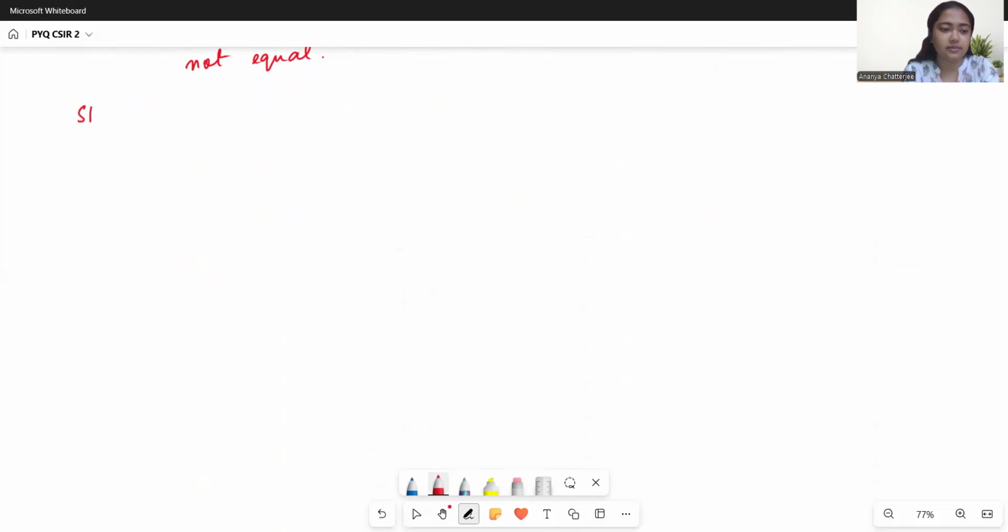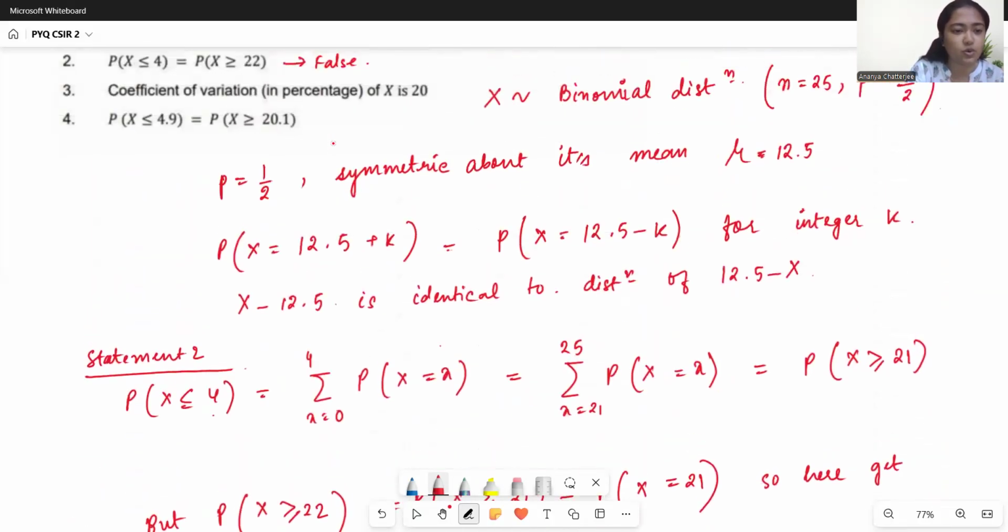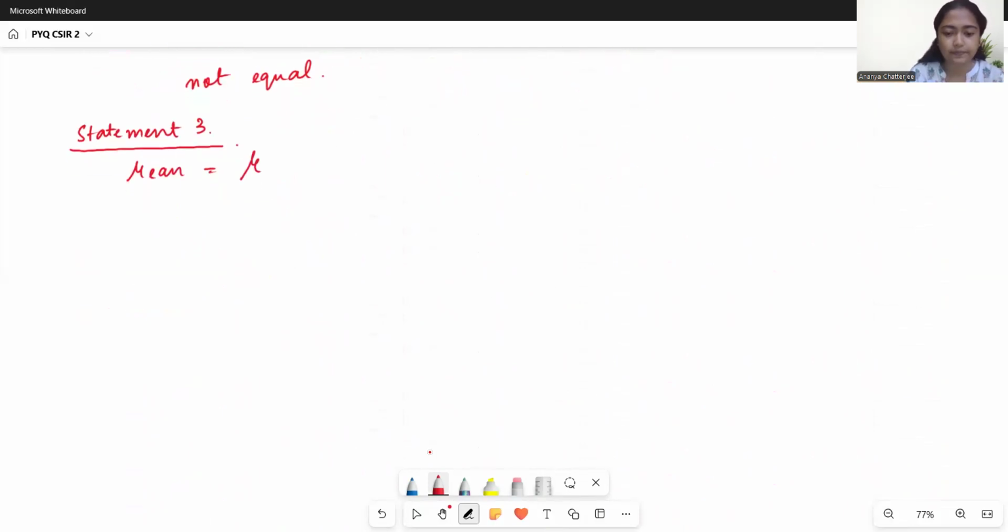Now, the third statement is that the coefficient of variation of X is 20 in percentage. Statement 4 is about the mean, and statement 3 is the coefficient of variation of X. Now for the third one, the mean mu is equal to np for binomial, that is 25 times half, since n was given and p was given as half. So this is 12.5.